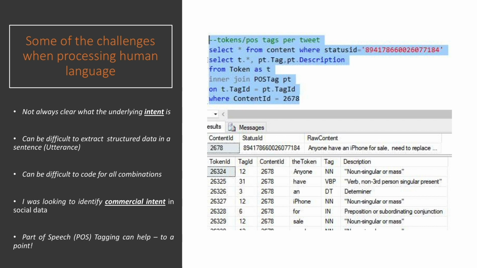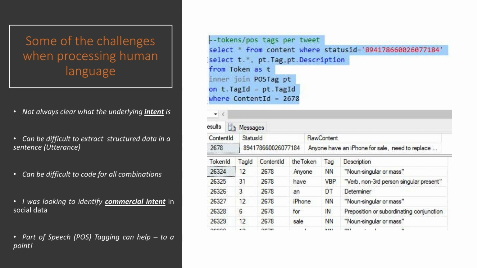And this is actually live data. At the top part of the slide here, this is a query with a tweet ID, and this is the actual tweet: "Anyone have an iPhone for sale, need to replace..." and I can't remember what the rest of that was. But what I'd done was I built this part of speech tagging library and the associated data model, and it parsed out each word.